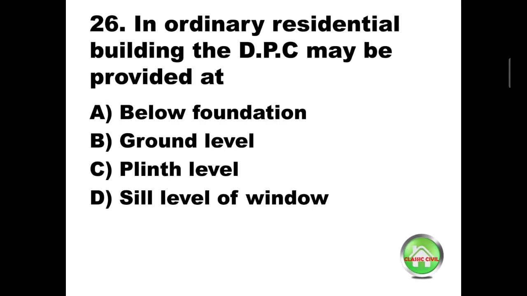Question number 26. In ordinary residential building, the DPC may be provided at: option A, below foundation; option B, ground level; option C, plinth level; option D, sill level of window. Answer is option C, plinth level.